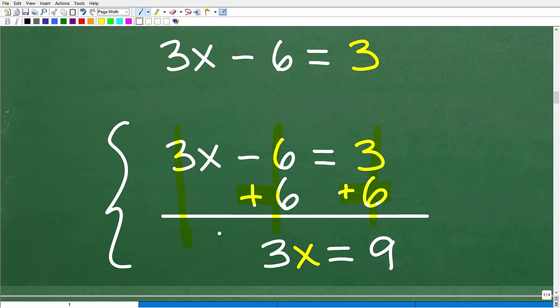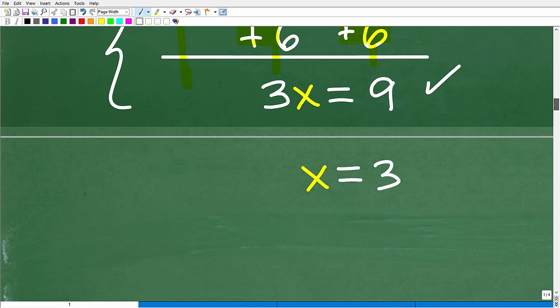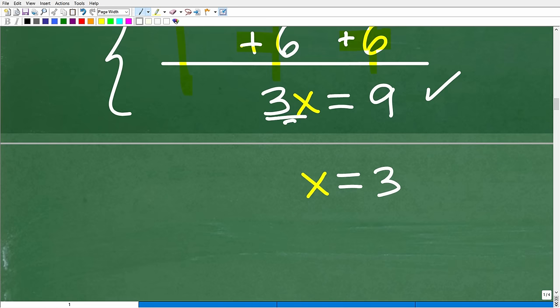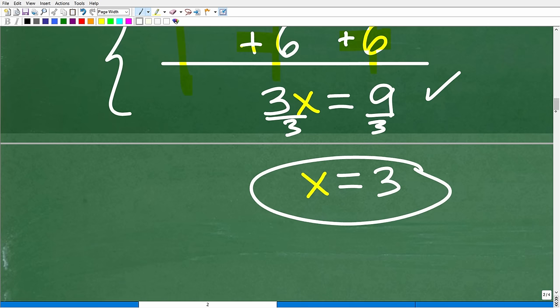So 3x plus nothing is 3x. Negative 6 plus 6 is 0, so we don't need to write that. And then 3 plus 6 is, of course, 9. All right, so we have 3x is equal to 9. And now we can solve this equation for x by dividing both sides of the equation by 3, which, of course, is 9 divided by 3, which is 3.